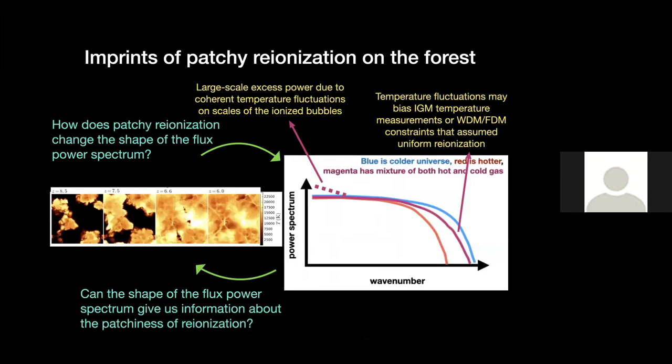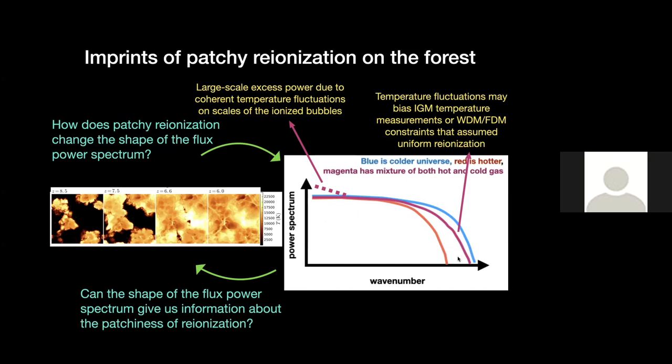Let's take a look at this very simple toy model. This is showing the flux power spectrum of the forest again. Let's imagine that the blue line is the flux power spectrum of a universe where the gas is cold, and so it has more small scale power. The red line is the flux power spectrum of a universe where the gas is hot, so there is less small scale power. In a combined universe where the gas is 50% cold and 50% hot, the flux power spectrum might look like the magenta line shown here. You see that this is nothing like a universe with a single temperature.